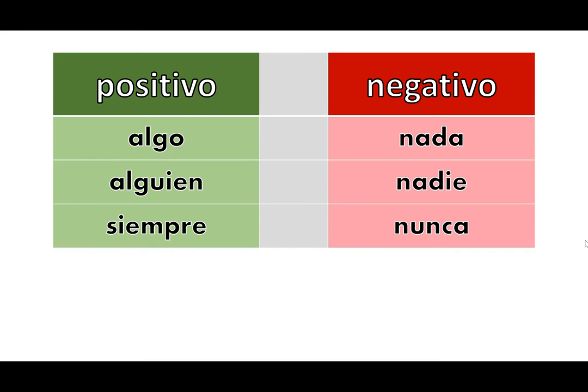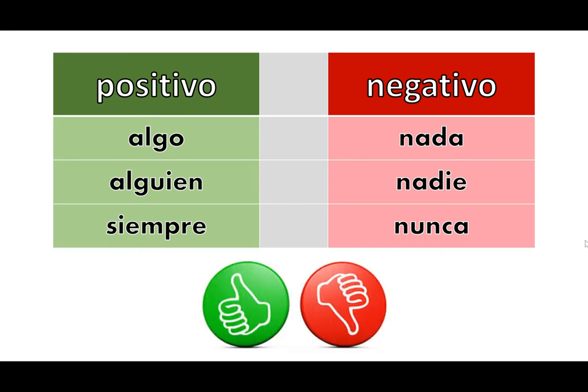Well, let's look at them together now, kind of in a chart. We have the positivos en verde and negativo en rojo. So you can see, what do you think? So algo and nada, that's about things, right? Something and nothing. Alguien and nadie, that's our people, someone and nobody. And frequency, siempre and nunca. Those are the extremes, always and never.